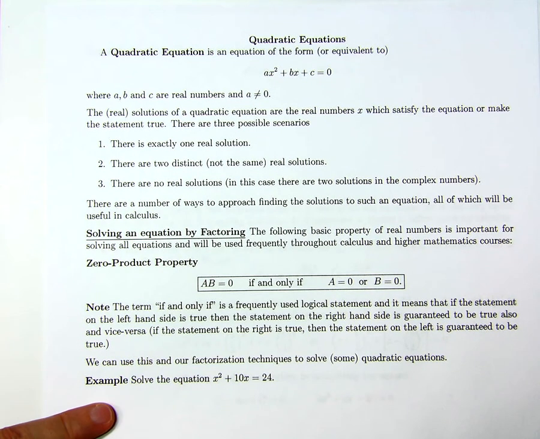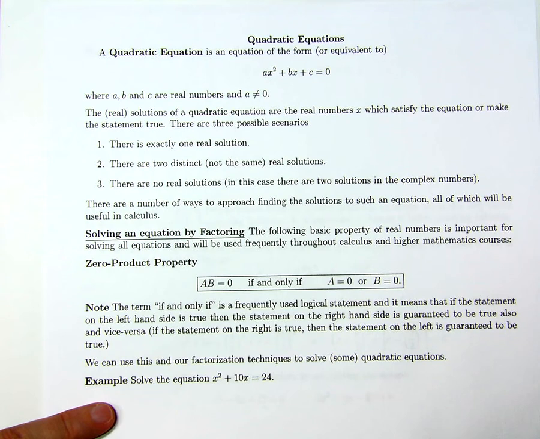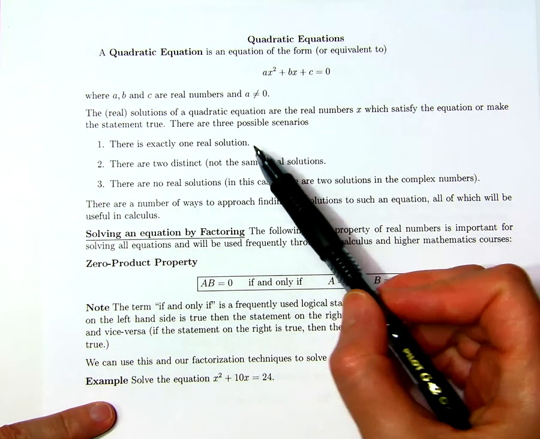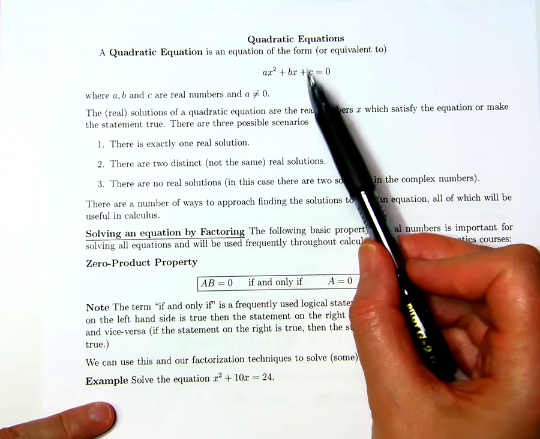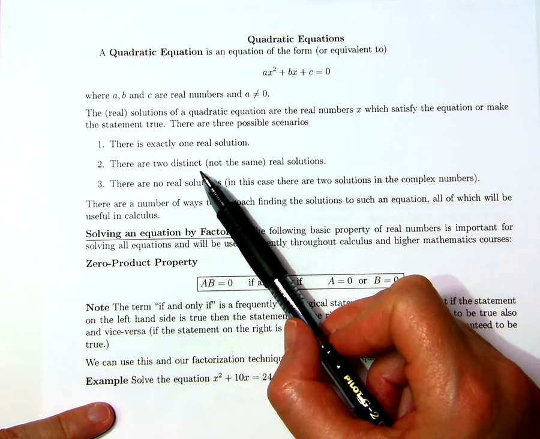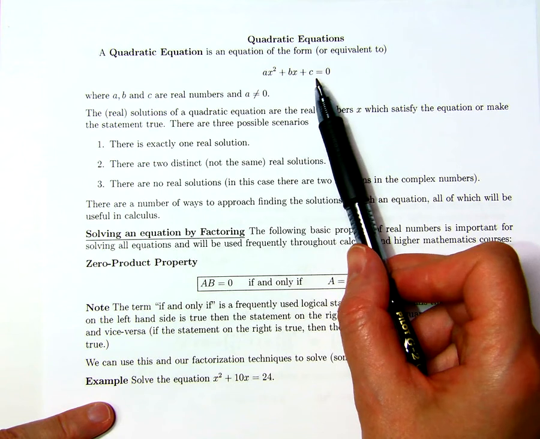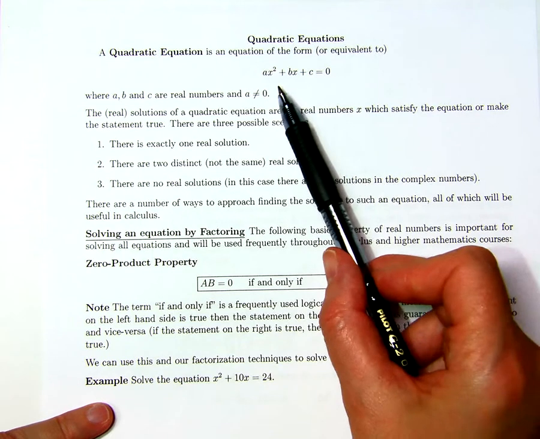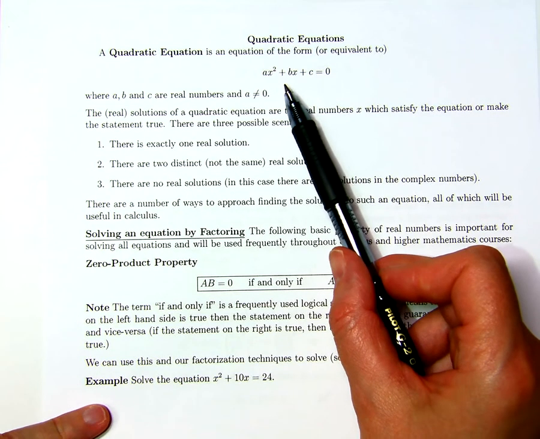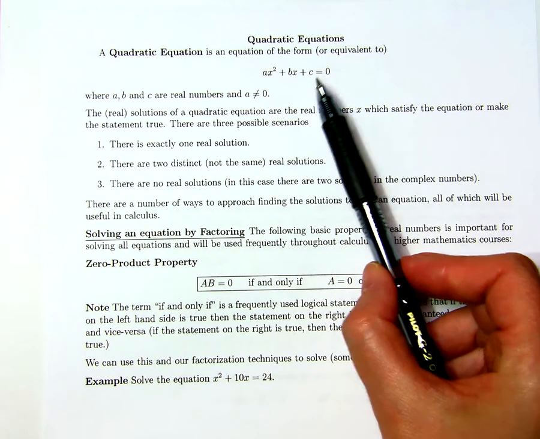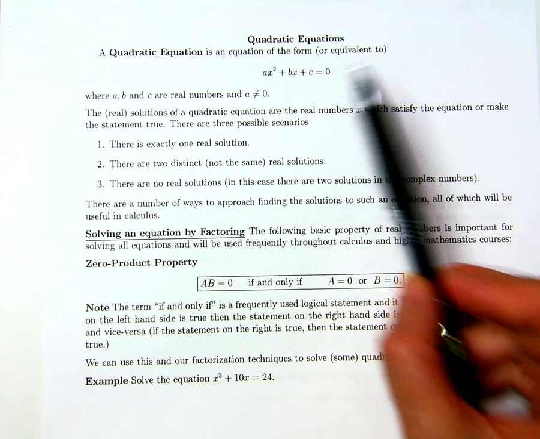Now, the real solutions of a quadratic equation are real numbers x which satisfy the equation and make the statement true. And there are three possible scenarios. The first one is that there's exactly one real number which solves this equation. The second scenario is that there are two distinct real numbers which solve the equation. And the third scenario is that there are no solutions in the real numbers, that there are no values of x in the real numbers which satisfy this equation. In this case, there are two solutions, but they're complex numbers.